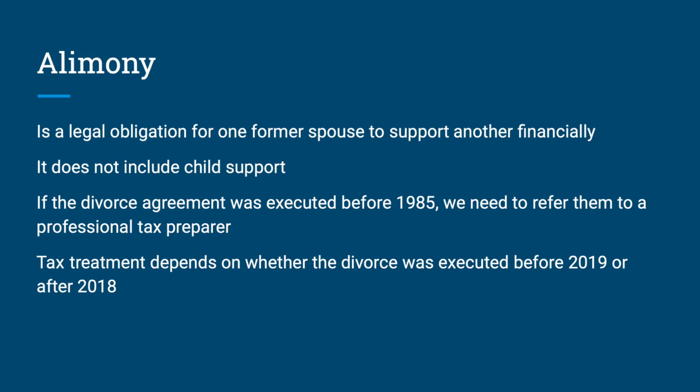And so if the divorce agreement, and this is going to be an important theme here, it's about when the divorce agreement was executed. If the agreement was executed before 1985, we need to refer them to a professional tax preparer. We cannot prepare the return for a divorce that was executed in 1984, for example. And then importantly here, and this is where the bit of complexity around alimony comes from, the tax treatment depends on whether the divorce was executed before 2019 or if it was executed after 2018.